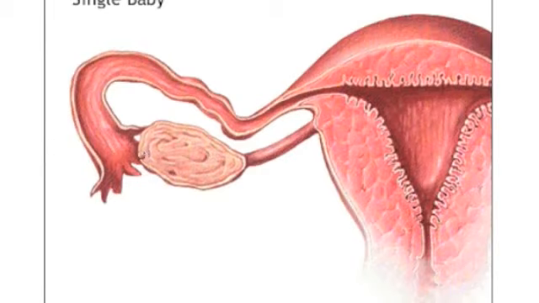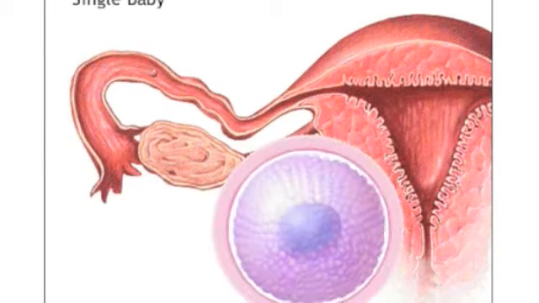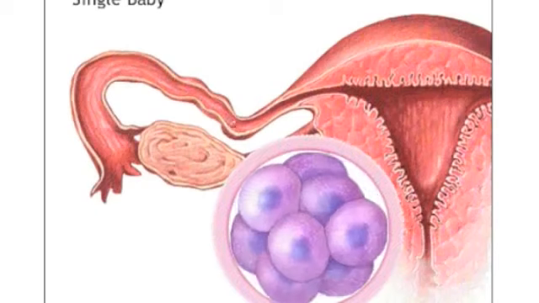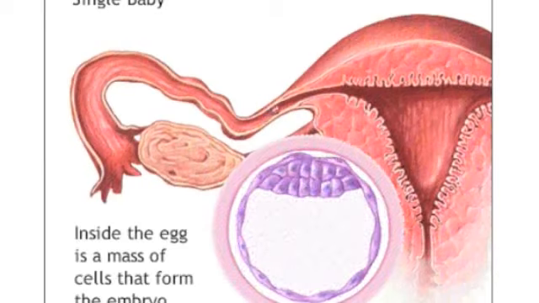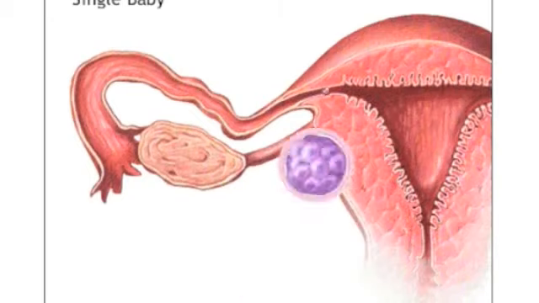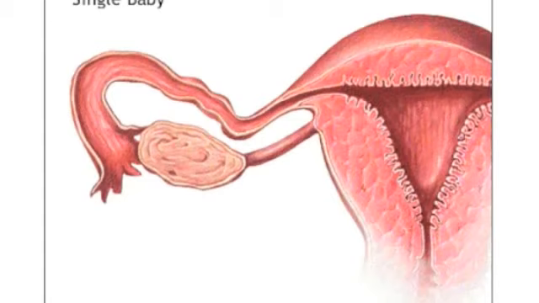Here, you see the egg cell is fertilized by a single sperm cell to form a zygote. Over the next few days, the fertilized egg cell divides over and over to form a structure composed of hundreds of cells called a blastocyst. During the first week after fertilization, we can look inside the blastocyst and see the mass of cells that will form the embryo. The blastocyst will continue traveling toward the uterus, where it will implant in the uterine lining and grow into a single baby.